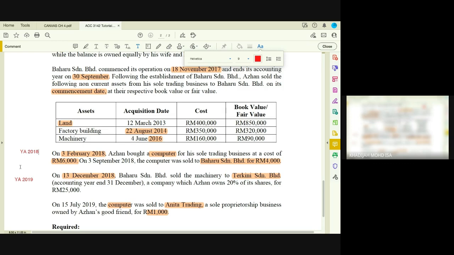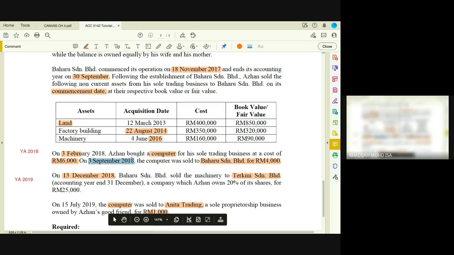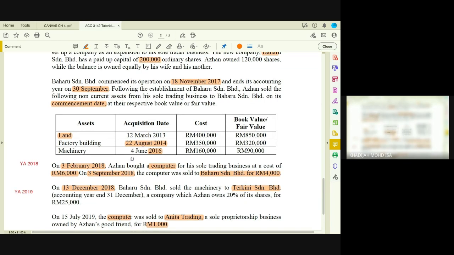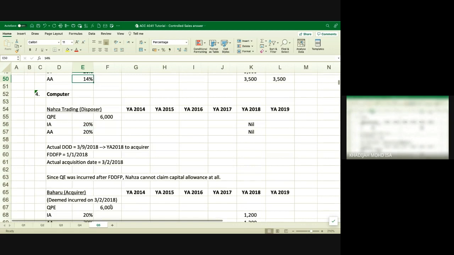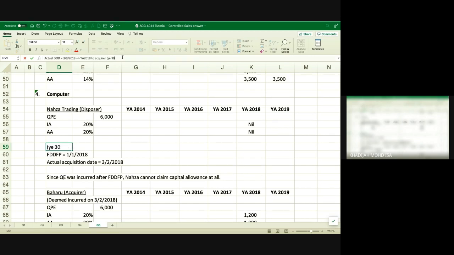Right, and then you sold it on 3rd September 2018, the computer was sold to Baharu Sedia Berhad. And remember, Nahza and Baharu are related companies, so you have to look at what is the actual date of disposal, 3rd September 2018, and this is YA 2018. Okay, let's do this. Actual date of disposal is 3rd of September 2018, YA 2018 to the acquirer. Why 2018? Because year end is 30th of September. I put it here, year end is 30th of September.